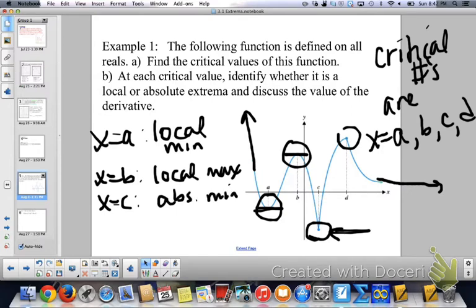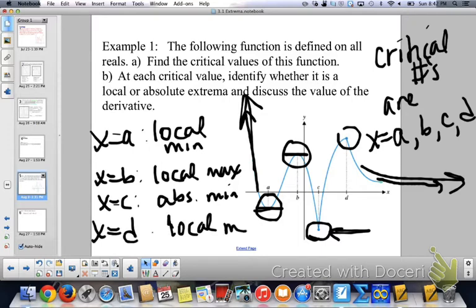Also a local min or a relative min, but that's our absolute because this one keeps going up and this one is leveling out to an asymptote. So C is going to be your absolute minimum there, okay? And then at x equals D, we have a local max, because right in this local area, there's a maximum there.